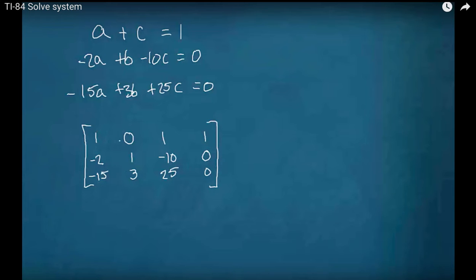So what we have done here is constructed a matrix that has 3 rows and 4 columns. So it is a 3 by 4 matrix. We always go rows by columns. So 3 rows by 4 columns.